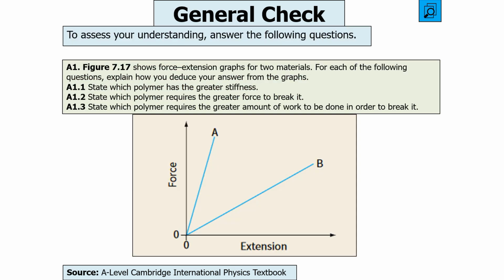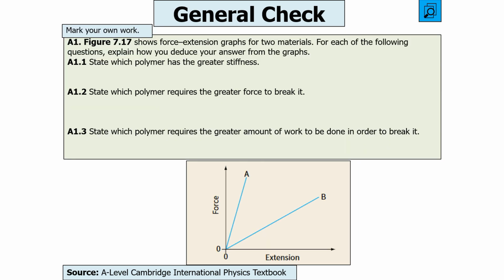The next question says, figure 7.17 shows force extension graphs of 2 materials. For each of the following questions, explain how to deduce your answer from the graphs. State which polymer has the greatest stiffness. State which polymer requires the greater force to break it, and state which polymer requires the greater amount of work to be done in order to break it.